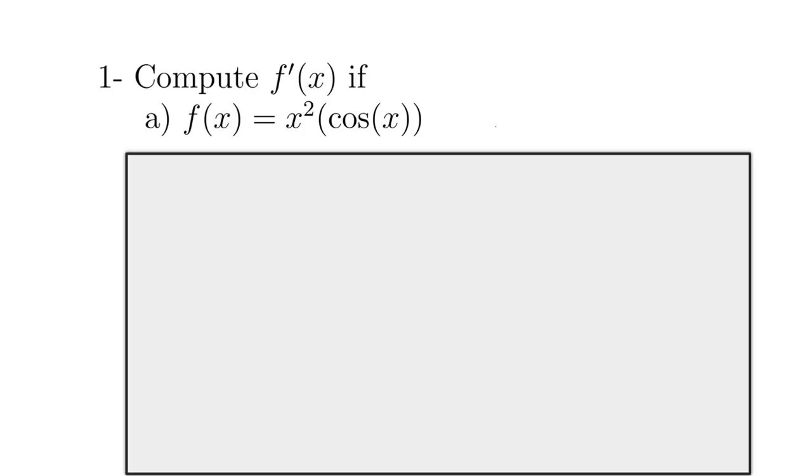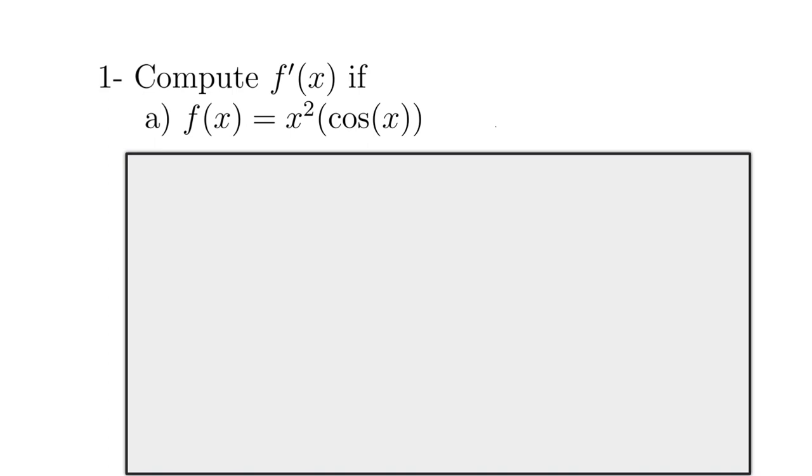Okay, let's go to find the derivative, the slope of a function. So we have the function x squared cosine of x, which is the product of x squared multiplied by cosine of x, and we need to find the derivative of the function. How do you make the derivative? You use the rule for the product of two functions.